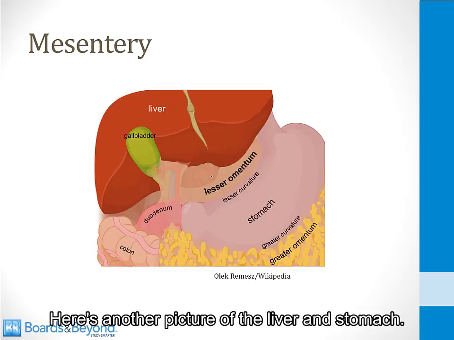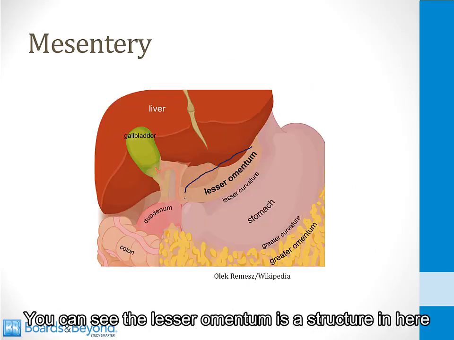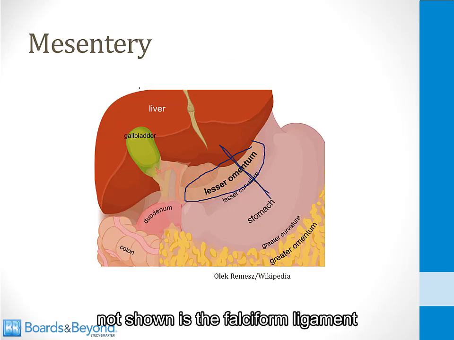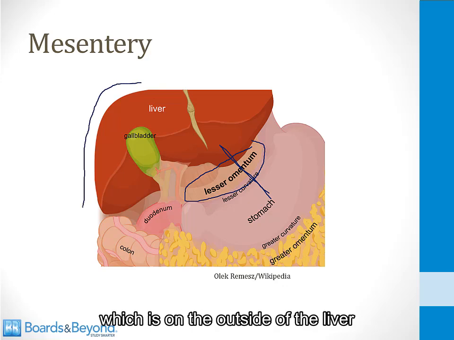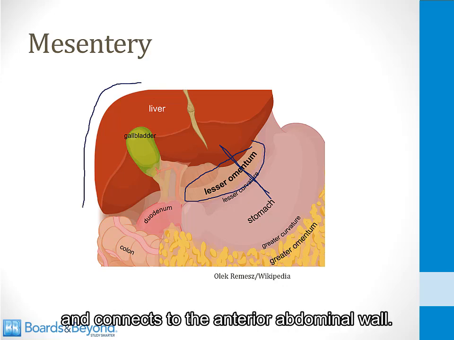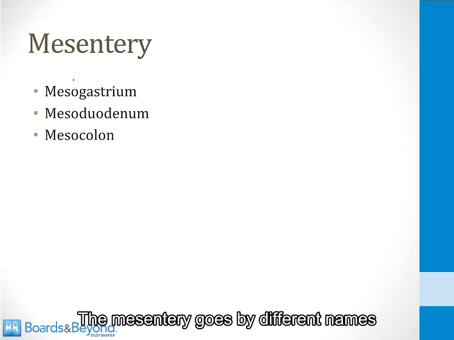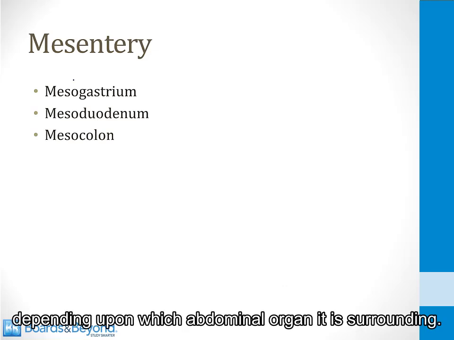Here's another picture of the liver and stomach. You can see the lesser omentum is this structure in here between the stomach and the liver. Not shown is the falciform ligament, which is on the outside of the liver and connects to the anterior abdominal wall. Both of those structures derive from ventral mesentery. The mesentery goes by different names depending upon which abdominal organ it is surrounding.